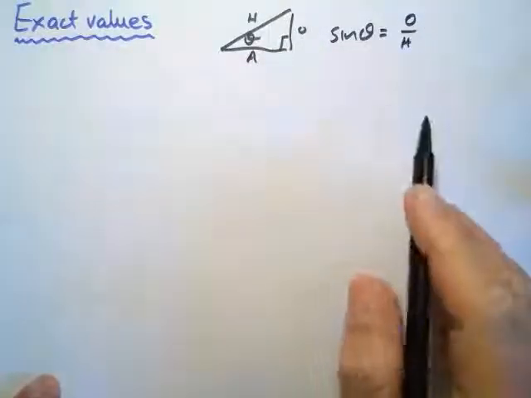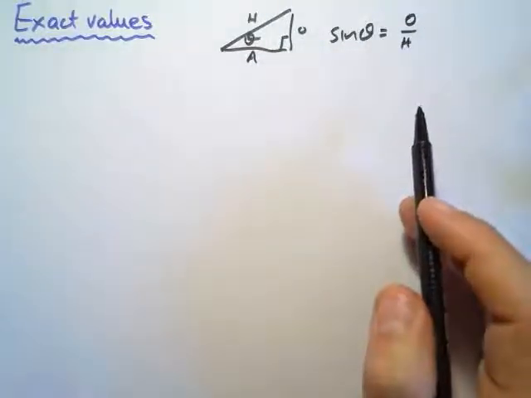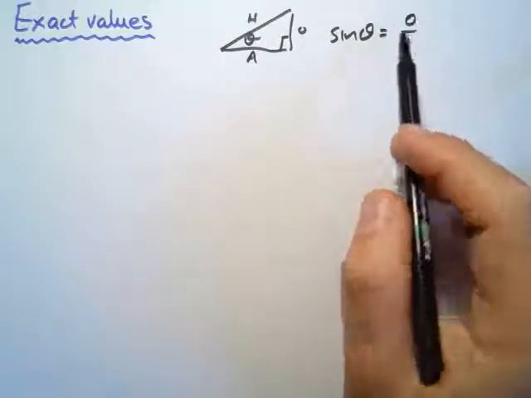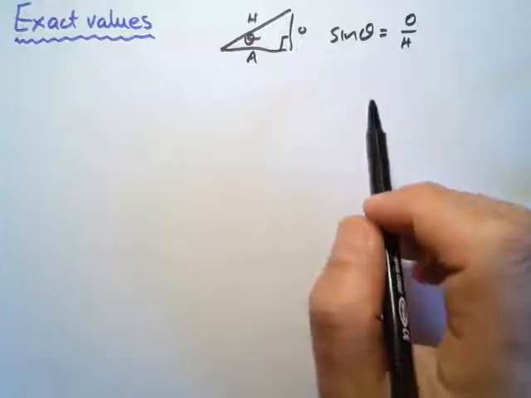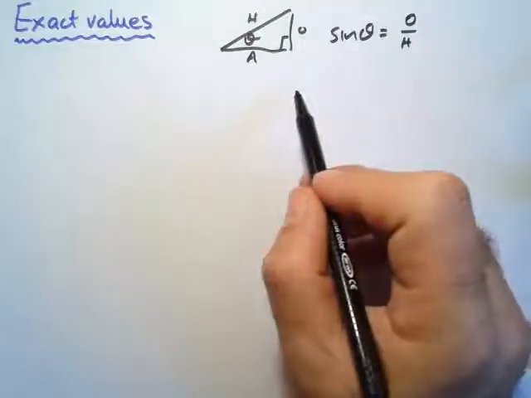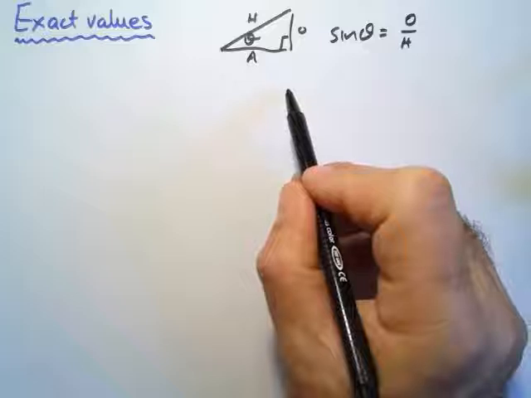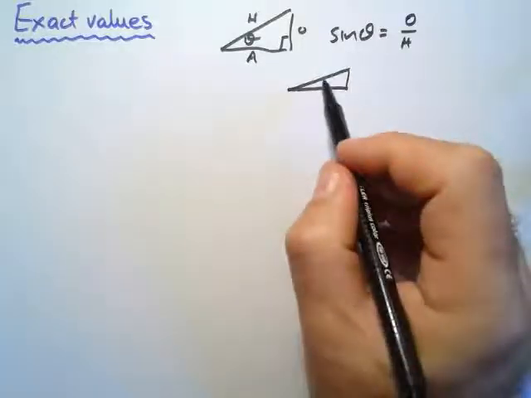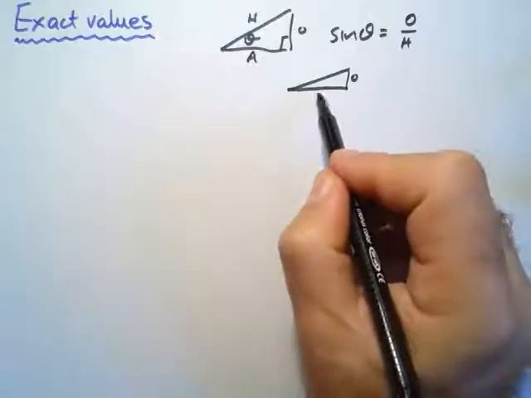I'm not going to go into details. Watch previous videos if you forgot this. But this is opposite over hypotenuse. And let's just quickly look at the sine of theta. If I then start with a triangle with an angle of 1 degree, and I know that's bigger than 1, I say that's opposite over hypotenuse.